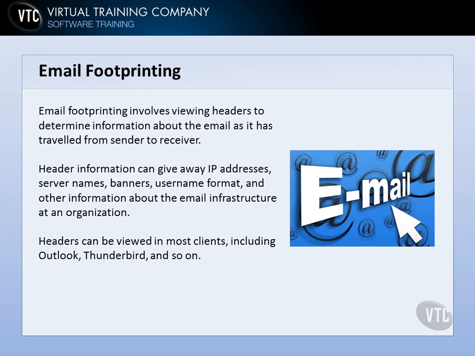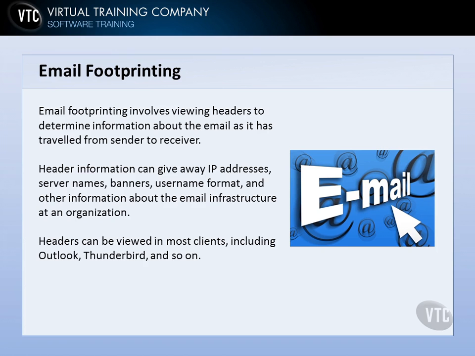So footprinting with email basically involves viewing the header information that you might get in an email you've received to determine information about the email as it's traveled from the sender to the receiver over the internet and through various servers. Now, this header information can tell you actually a lot of information about the organization. It can tell you IP addresses, server names, banners that can help you determine what kind of operating system is running on the email server or what email application is running.